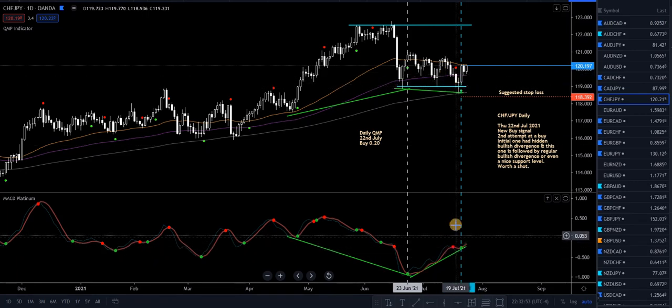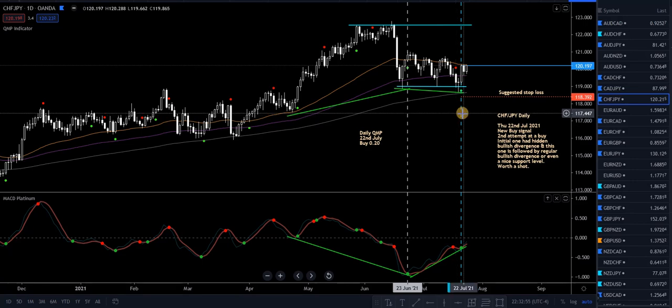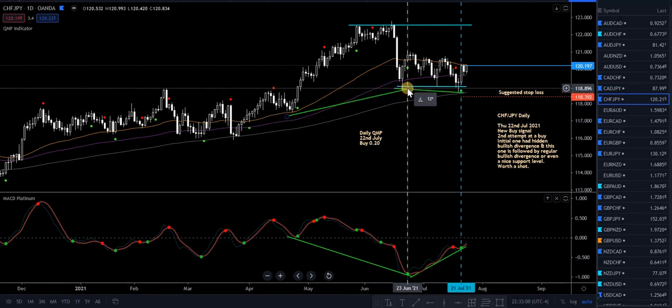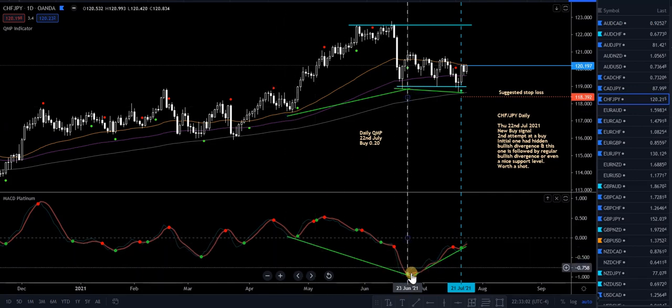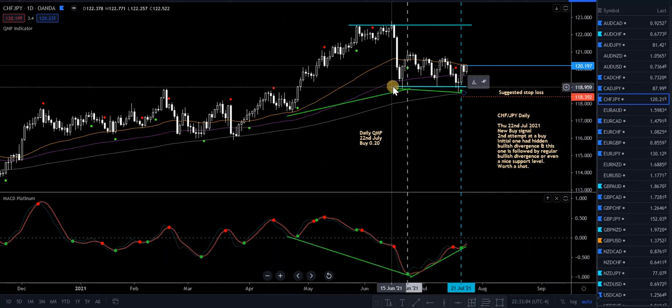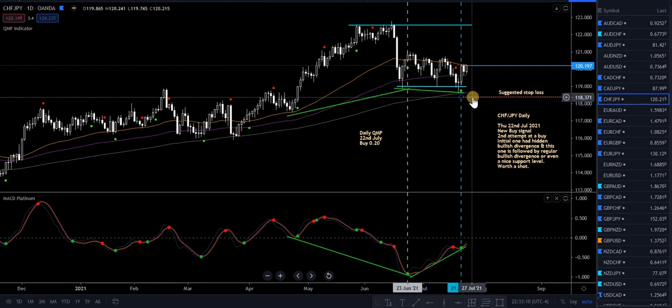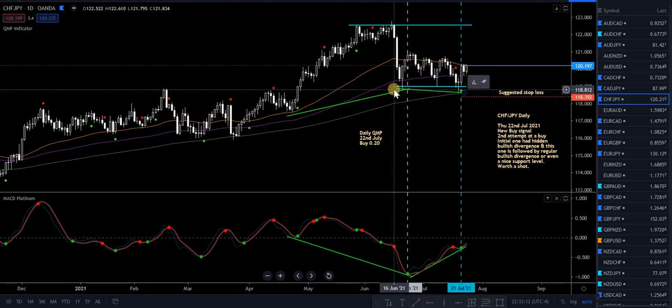So just ignore the sell because it's not valid. The MACD Platinum's not above the zero level. And we get another buy here. We've got this sort of support level. So this initial one was based on hidden bullish divergence, which I like. Then this second one, even though it's probably more of a support level, double bottom or a support level, but it is technically regular bullish divergence.